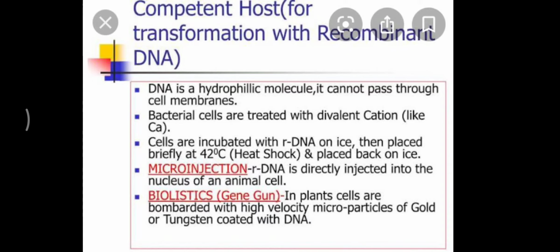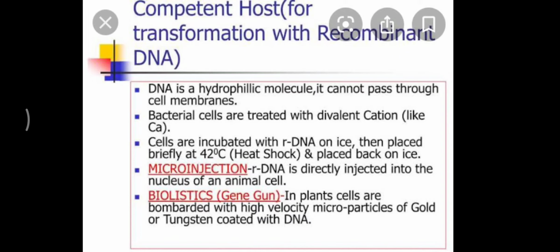The other methods by which the host can be made competent, or by which the DNA can be introduced, include microinjection. In microinjection, the recombinant DNA is introduced into the host cell by directly injecting the recombinant DNA into the nucleus of the cell with the use of a micropipette or microneedles. This method is basically used for animal cells.